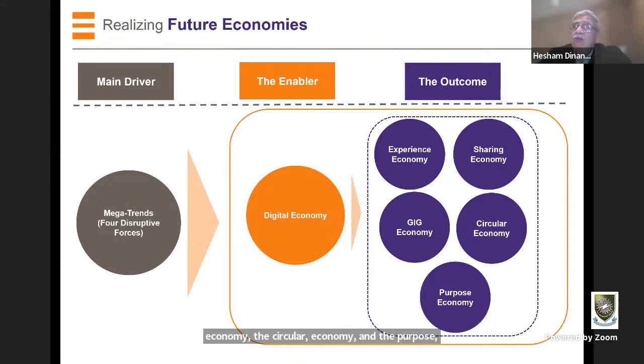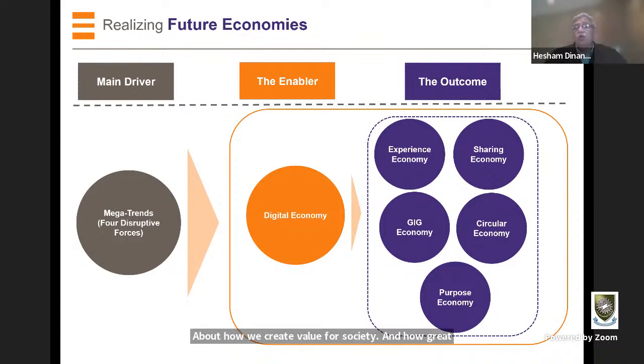Every one of those economies, of course, has at its backbone digital as a component, but once again, digital in itself is an enabler for those new economic models and how these new economic models can create new kinds of businesses, new kinds of work environments, a new perspective about how we create value for society and how we create value for individuals.